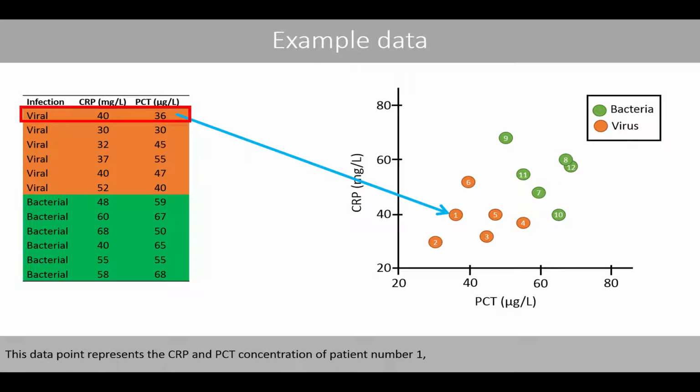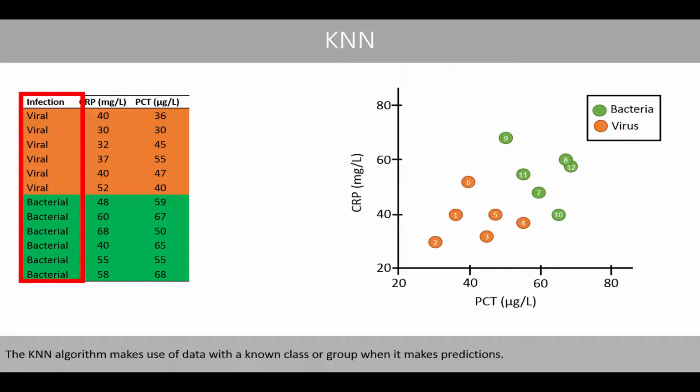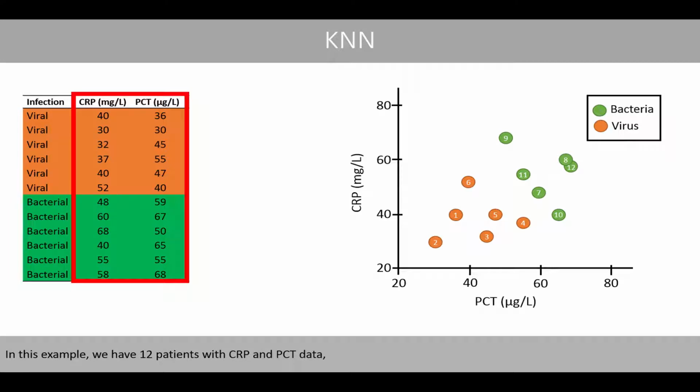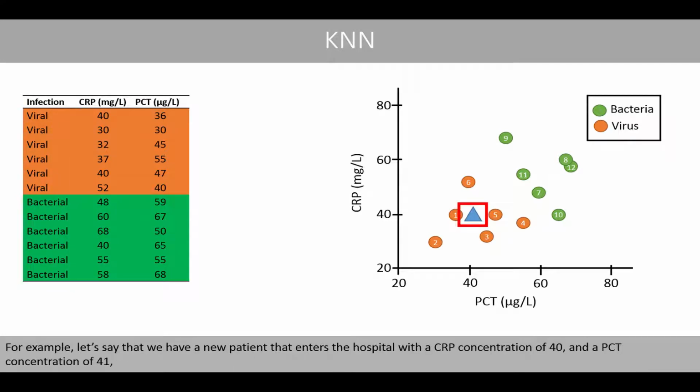This data point represents the CRP and PCT concentration of patient number 1, whereas this data point represents the CRP and PCT concentration of patient number 2, and so forth. The KNN algorithm makes use of data with known class or group when it makes predictions. In this example, we have 12 patients with CRP and PCT data, and we also know if they had a bacterial or viral infection. For example, let's say that we have a new patient that enters the hospital with a CRP concentration of 40 and PCT concentration of 41.